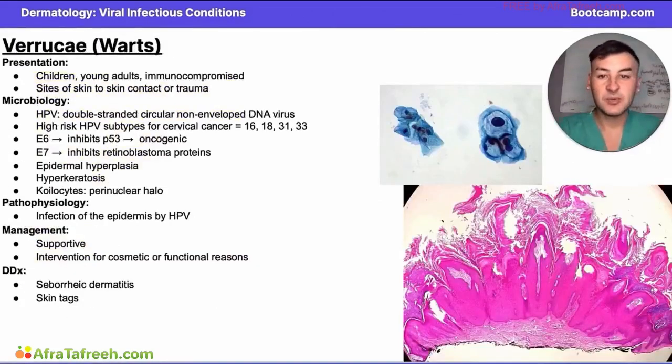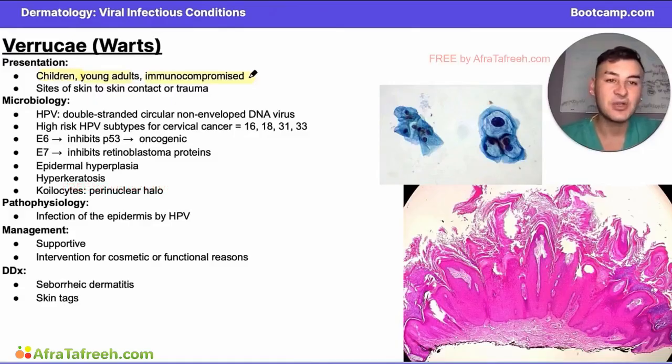All right, next we're going to be talking about verrucae, which are commonly called warts. This is a common disease of children, young adults, as well as immunocompromised people. And these are going to occur on sites of skin-to-skin contact or places where people have some local trauma, okay? These warts are going to be caused by HPV.